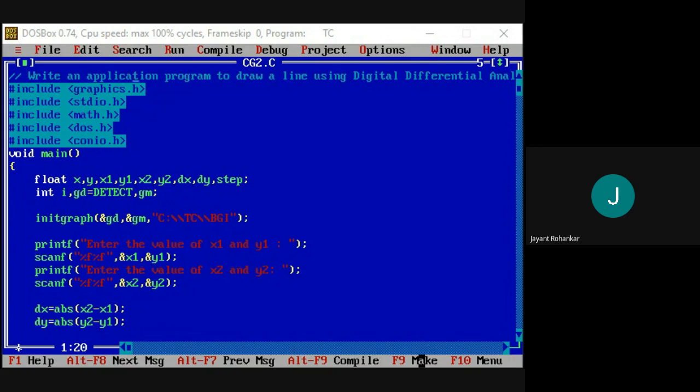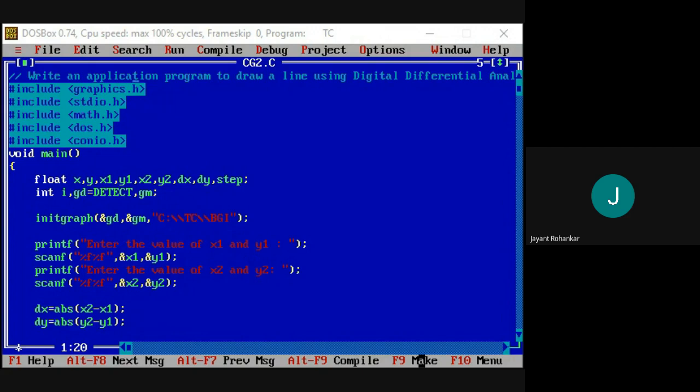Students, today we are going to learn about the second practical of computer graphics, and the aim of this practical is to write an application program to draw a line using digital differential analyzer. This algorithm, that is DDA algorithm or digital differential algorithm, is used to draw a line. And this algorithm works on the incremental method.